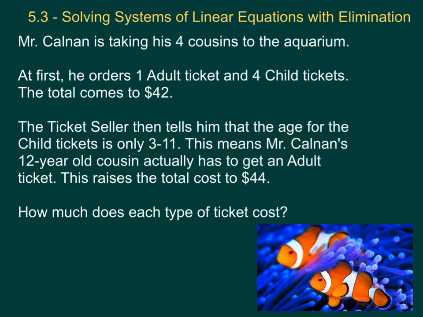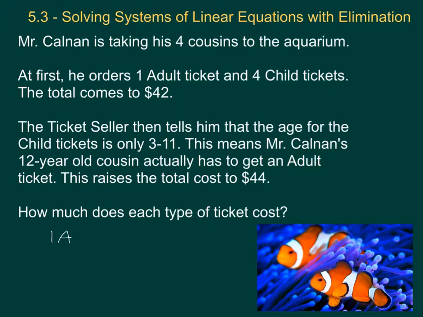Well, you can choose whatever variables you want here. If you want to use X and Y, that's fine. I like to use variables that make sense. So I'm going to use A and C to represent adult and child tickets. Now, if I'm ordering 1 adult ticket, I'm going to put the 1 there, and I'm going to multiply that by A, because that's how much I'm going to spend on the adult tickets. 1 times however much each adult ticket costs.